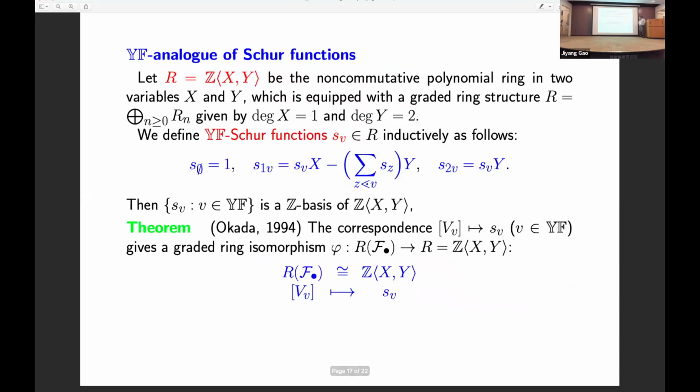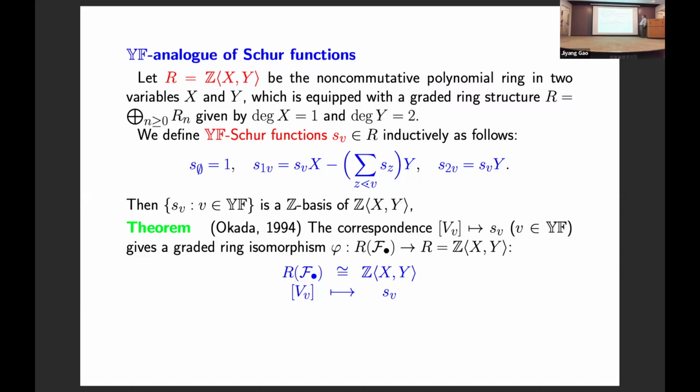Then in the semisimple case, this direct sum of Grothendieck groups is isomorphic to some non-commutative ring in two variables x and y. So this is a non-commutative polynomial ring in two variables, which has a grading where degree of x is 1 and degree of y is 2. So then it has a graded ring structure but non-commutative.